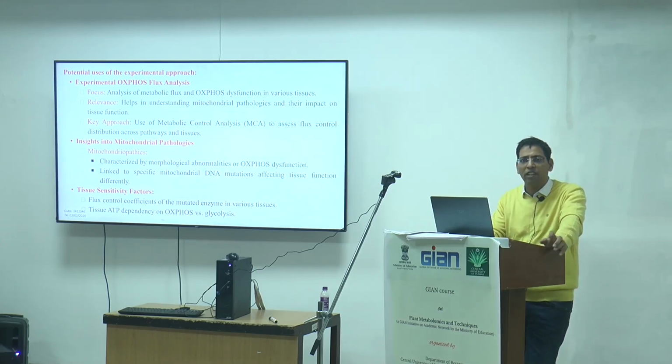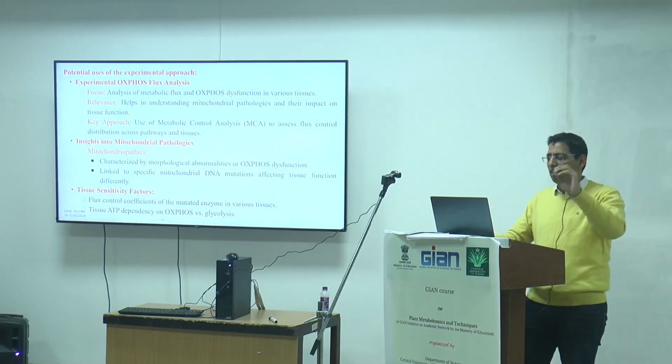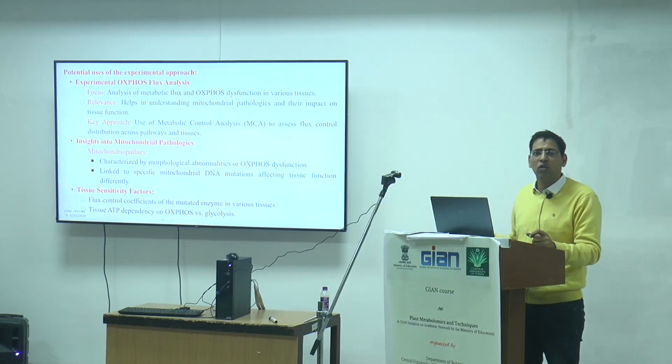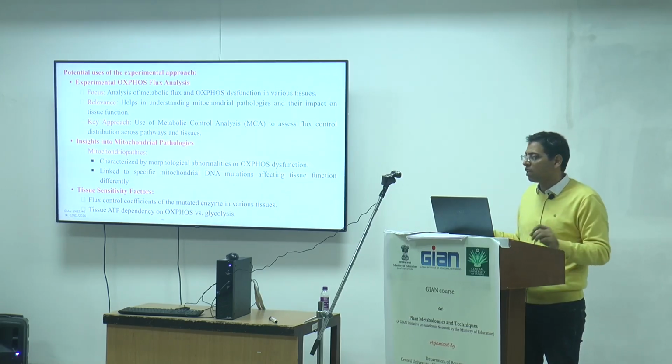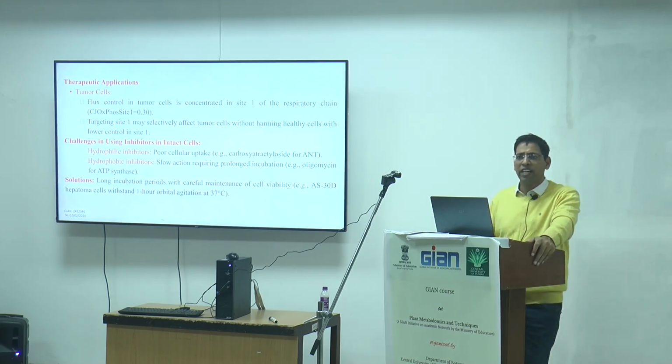And if you are working on only a specific tissue, you have to use those specific tissue related enzymes which are expressing their activity only in those specific tissues. Then second, tissue ATP dependence and oxidative phosphorylation versus glycolysis. So the therapeutic use of this oxidative phosphorylation is that it can be used via the MCC.